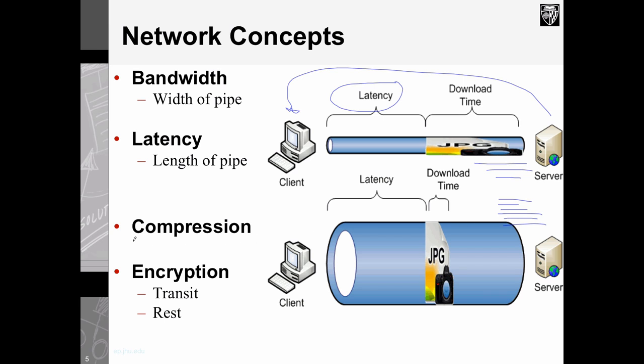The next network concept we want to talk about is compression. To enable even faster download speeds, your server might compress the data before sending it to the client, and the client decompresses the data. So your server is sending less data to the client.